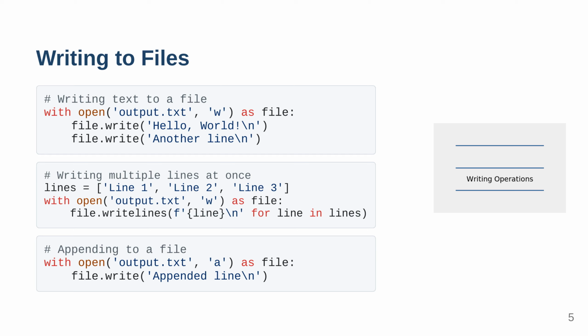When writing files, the mode w versus a is crucial. w mode overwrites the entire file, while a adds to the end. Notice that write doesn't automatically add new lines; you need to include \n explicitly. Writelines is convenient for writing multiple lines, but also doesn't add new lines automatically. Be careful with w mode as it will erase existing content.